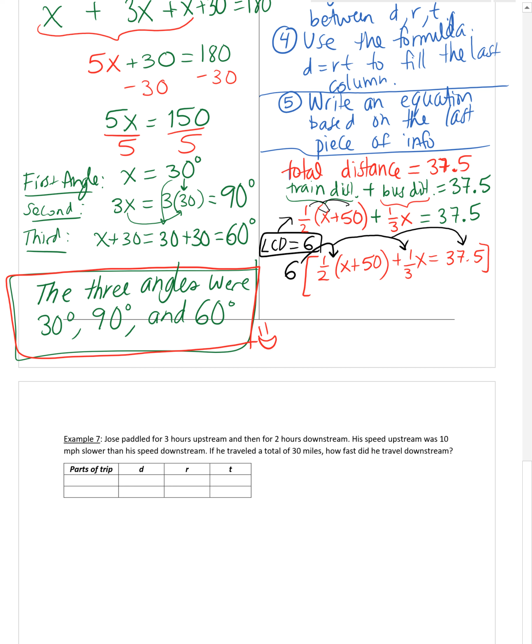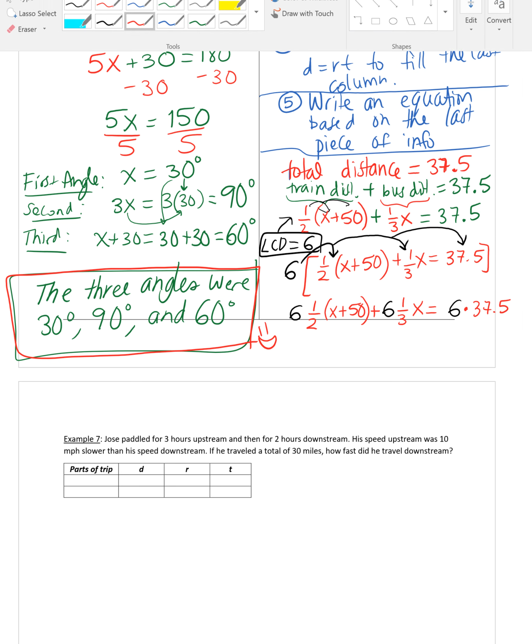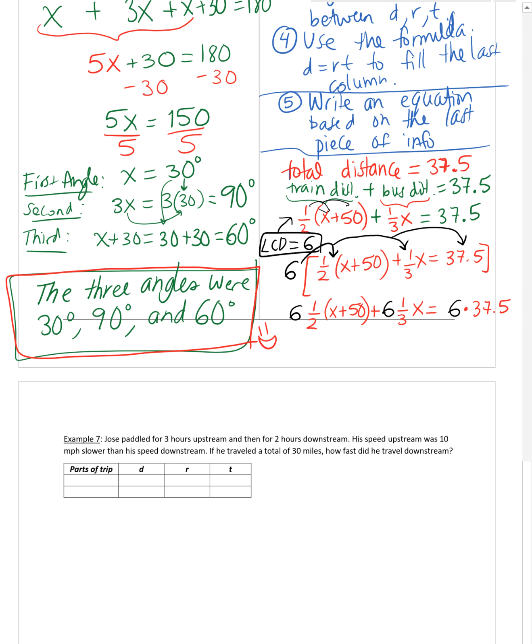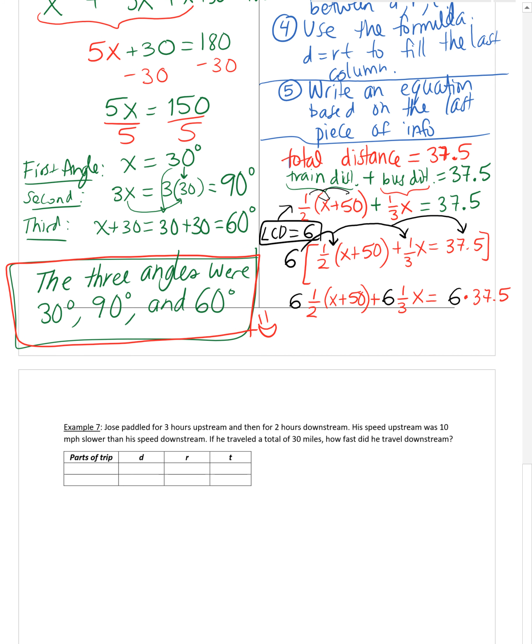And just to be safe, I'm going to write 6 times the first thing, 6 times the second thing, and 6 times the third thing. And then look at what's going to happen between them. So it's 6 times the first guy, 1/2 x plus 50, plus 6 times the second guy, that's 1/3 x, equals 6 times the last guy, 37.5. All right. So I think it's going to look good. This is a good trick. It looks complicated now, but it's going to look simpler.